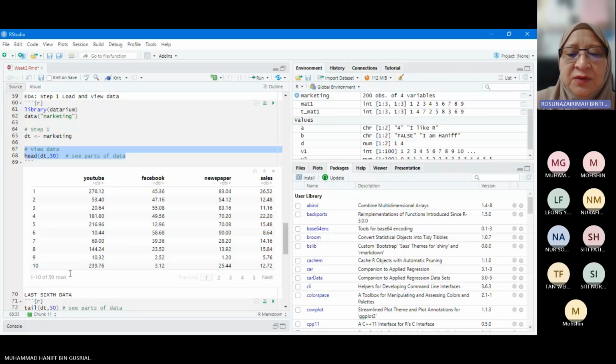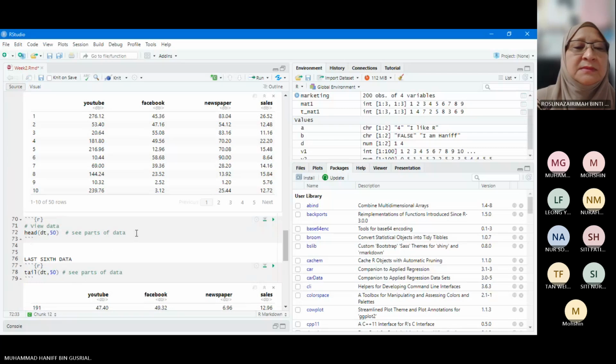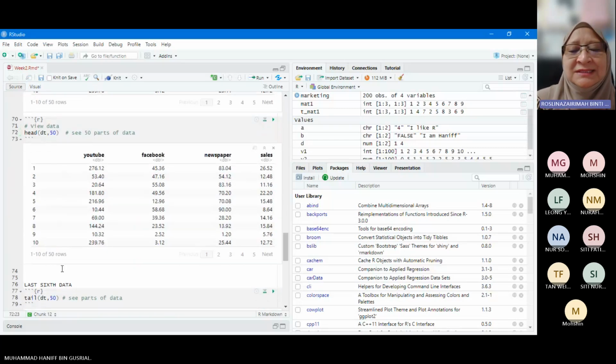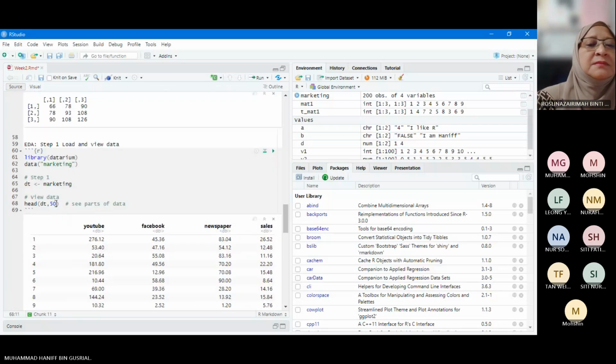Okay, boleh. Any question? Is everybody okay? Boleh? Any question? Okay, then we can move on. So this is step 1. Step 2: this data has no problem, there's no missing data. Step 2 will be to summarize the data.